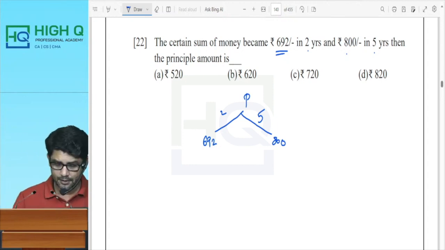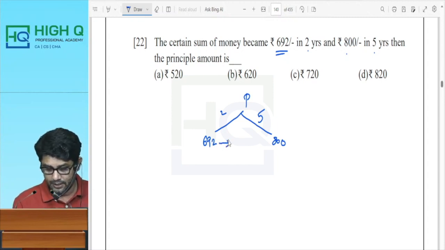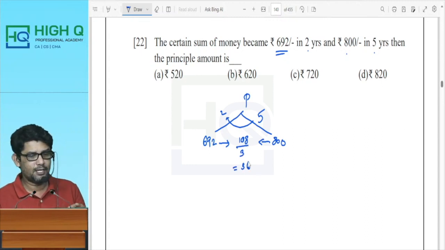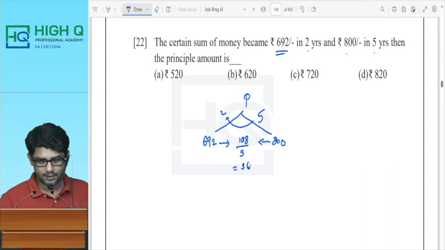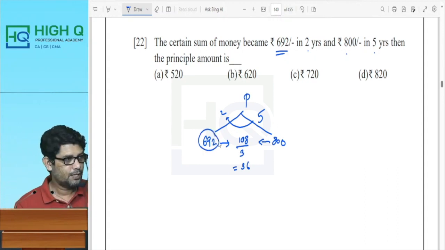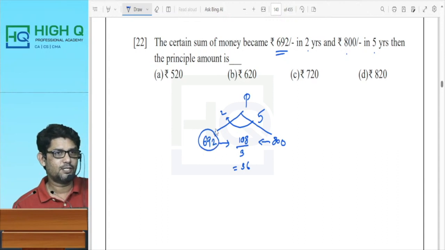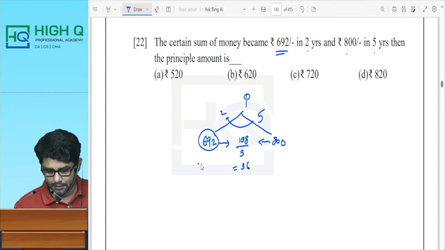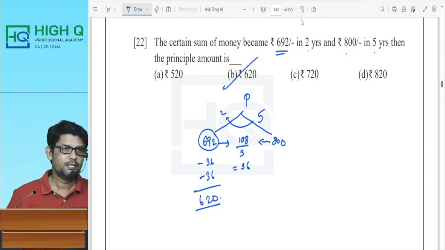Fine. Now listen here. Now the simple method I'll tell you, if they ask you to find out a principal, directly we can get it, my dear. Tell me what is the difference between 692 and 800 rupees? 108. Correct? What is the difference between 5 and 2? Divided by 3, which is equal to 36. So every year I'm earning 36 rupees. Is this amount after 2 years? That time we have added 36 rupees 2 times. Now remove the 2 times. 620 rupees.